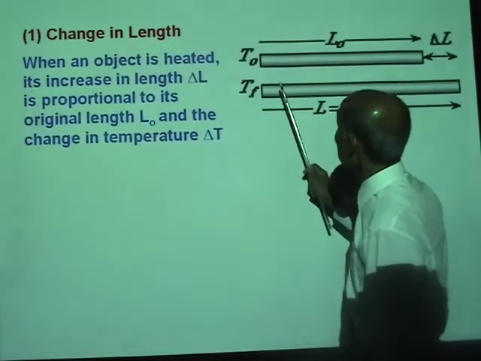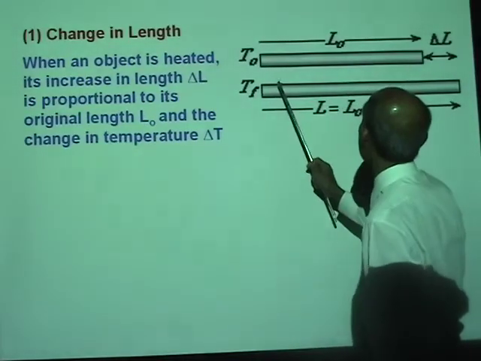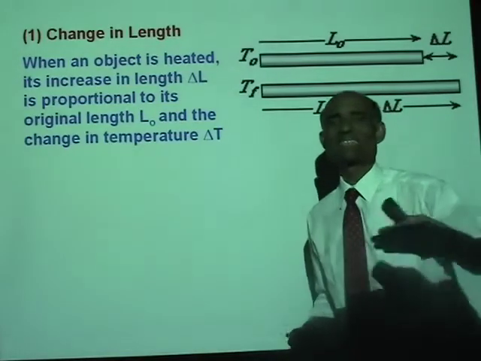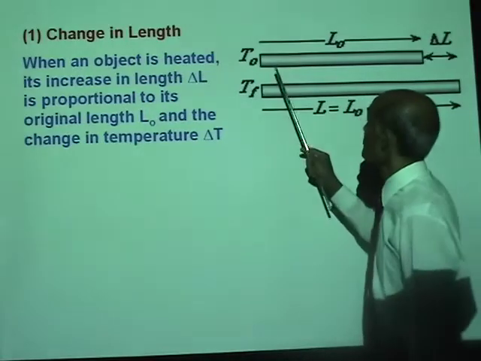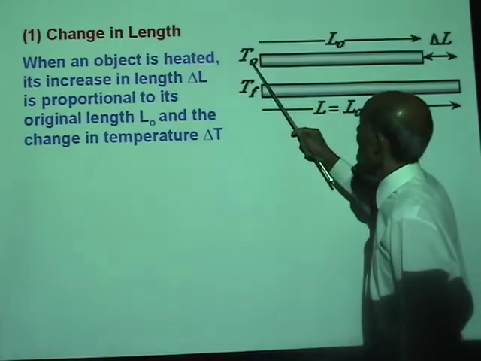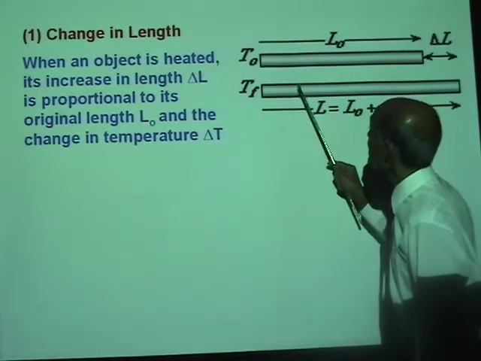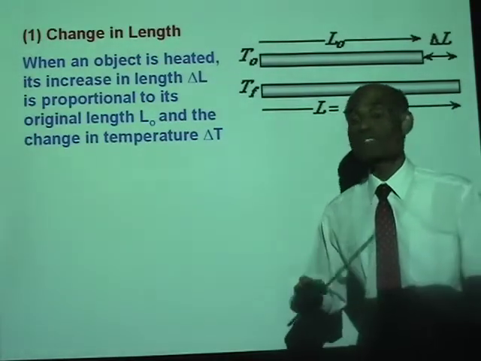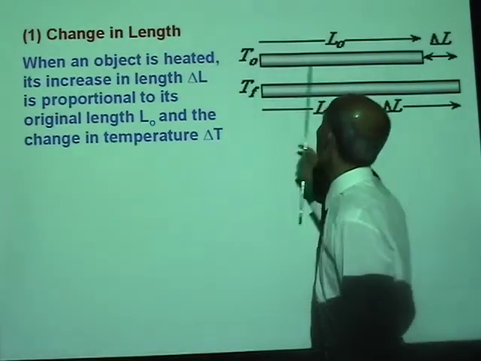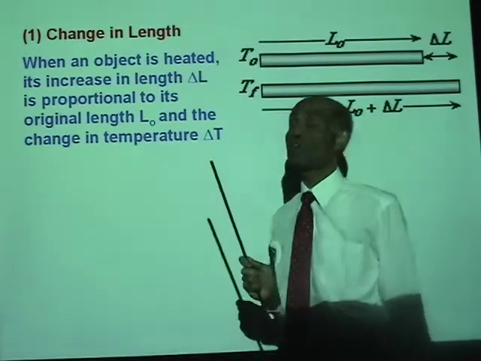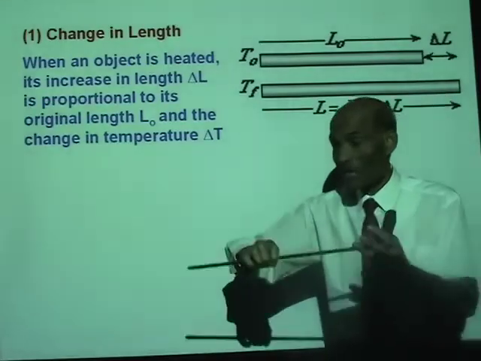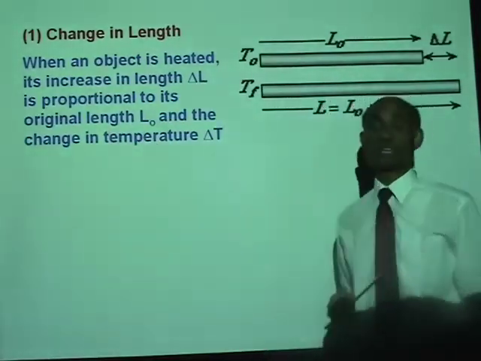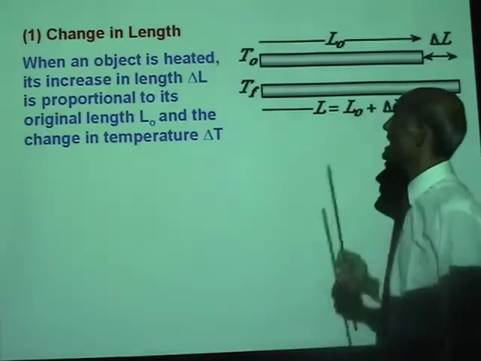Well, when an object is heated, its increase in length is delta L. Now, this is the object at an initial temperature. We normally represent initial temperature as T0 and the final temperature as Tf. So, L0 is the length of the object at a temperature T0, and when the temperature increased, the length increased by delta L. Now, what are the factors on which the increase in length depends? The increase in length, delta L, is proportional to its original length L0. It means if you start with a bigger rod, the expansion will be greater. It is also proportional to the change in temperature delta T. So these are the two factors on which the increase in length delta L depends.